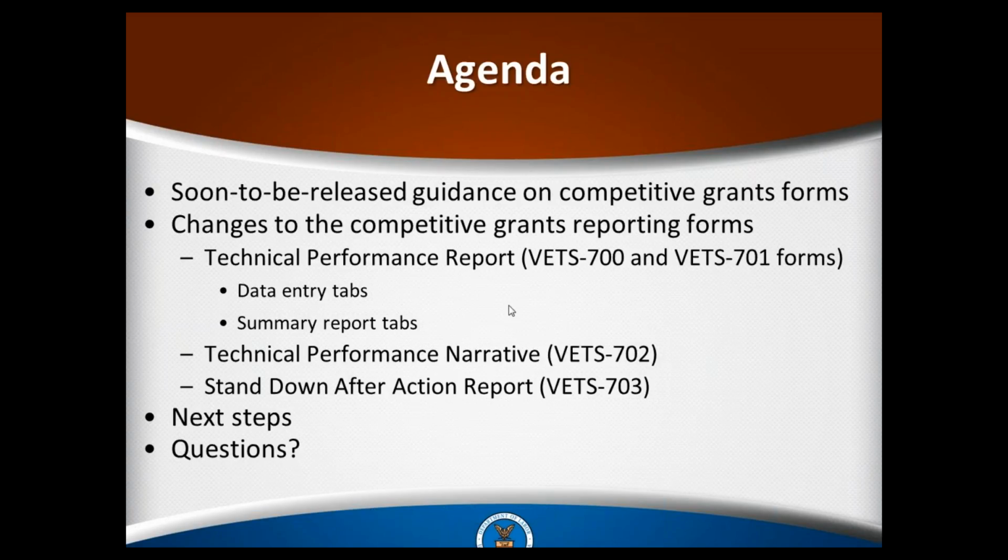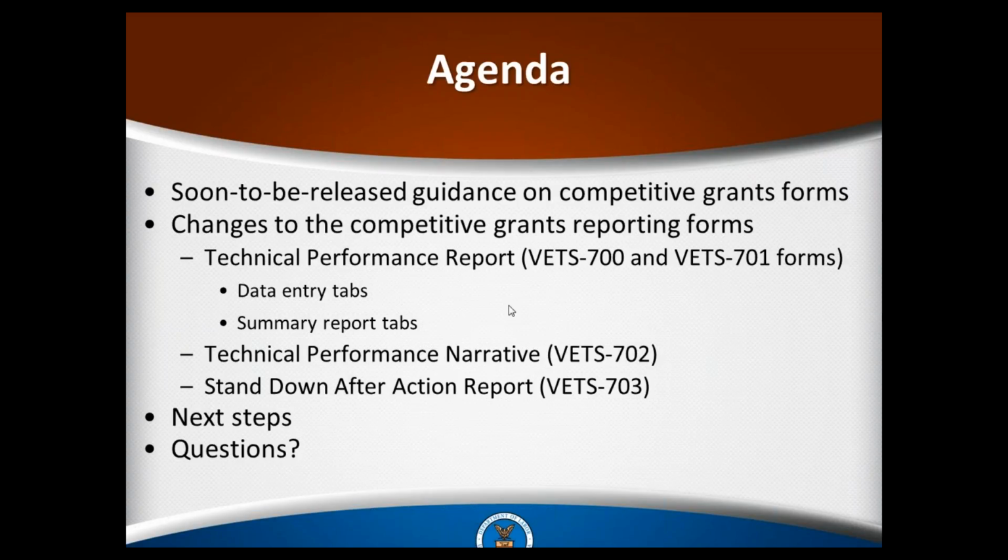Largely, it talks about transmitting the forms that were approved by OMB. There's the VETS 700, which is the participant planning form. There's the VETS 701 forms, which are typically your old technical performance report forms. They've been now merged into one workbook, so there can be now a plan versus actual comparison on the TPR itself.